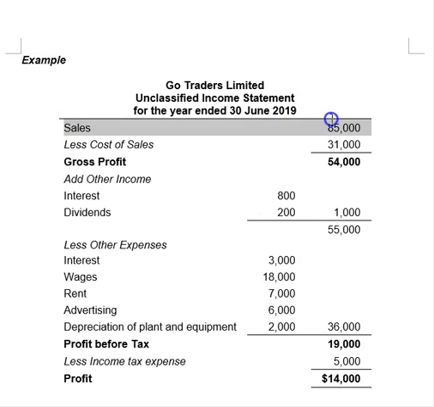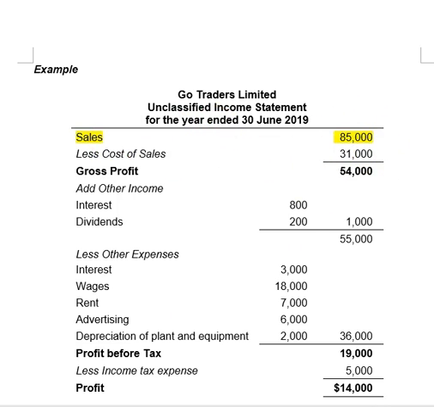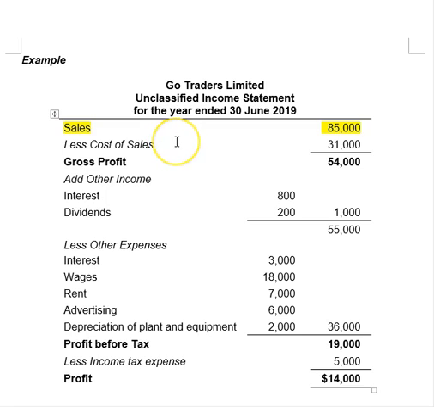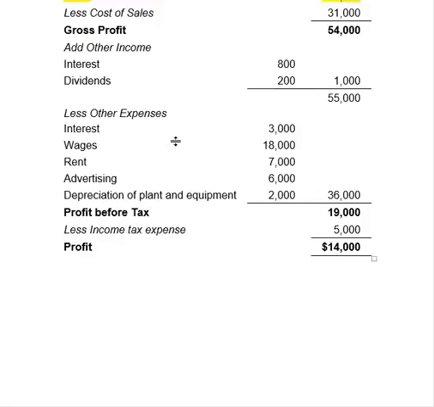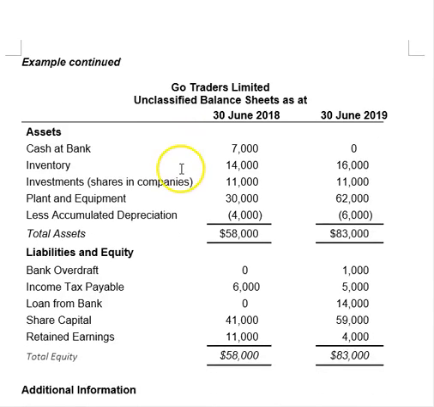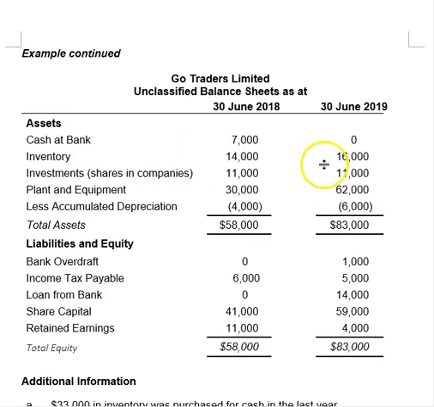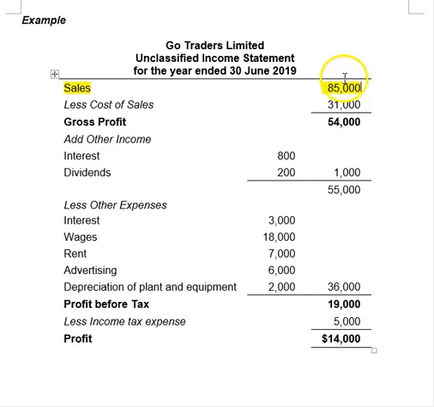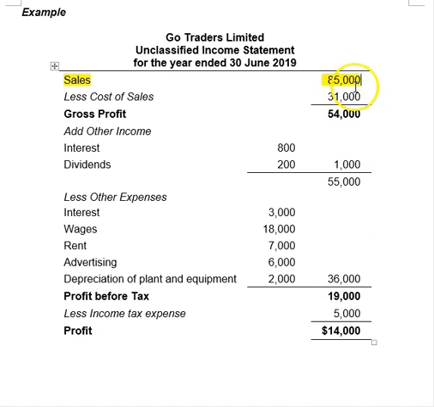Okay, but they didn't mention whether this is credit sales or cash sales. So you need to look at the balance sheet to see whether there is any accounts receivable. Okay, in this case there are no accounts receivable, which means that all of these sales over here are considered cash sales. Okay, so the receipts from customers is 85,000, because I received from my customers 85,000 in total.